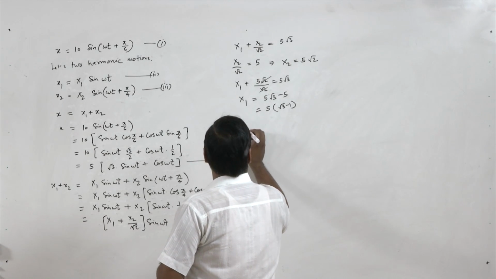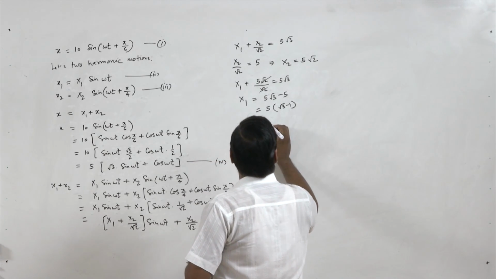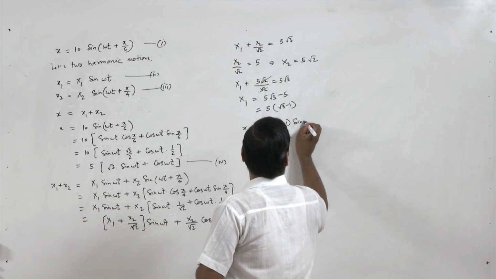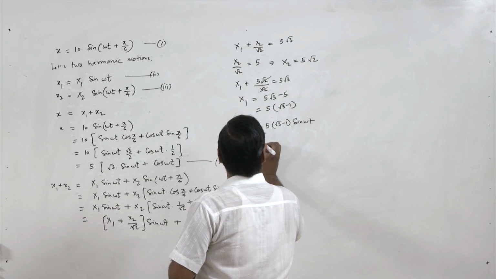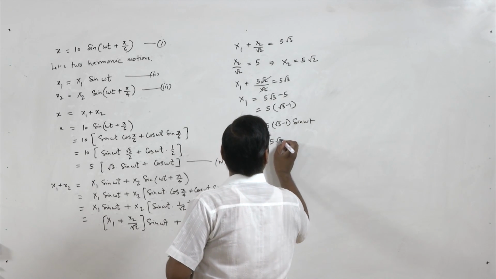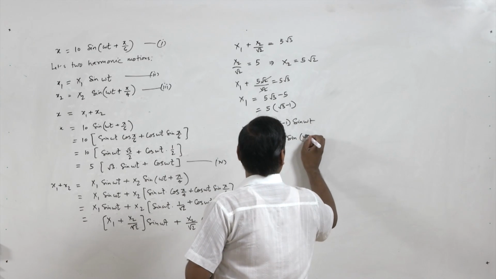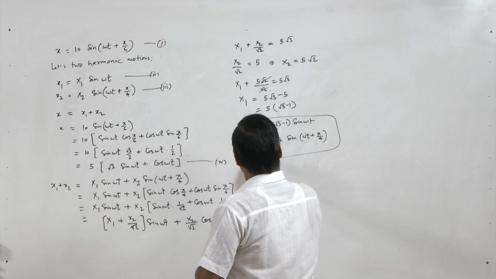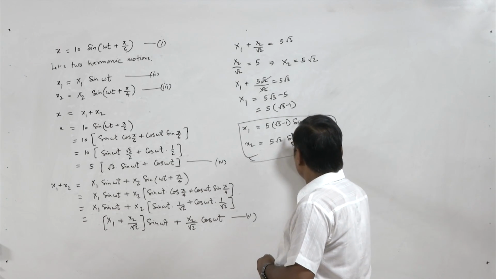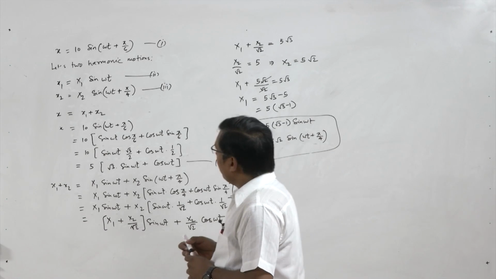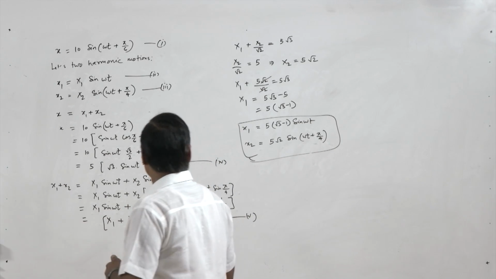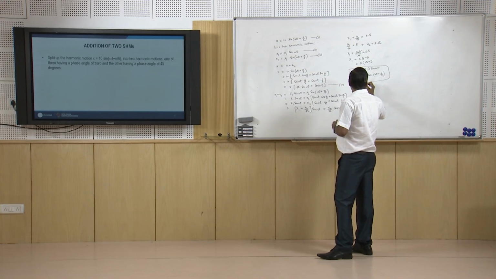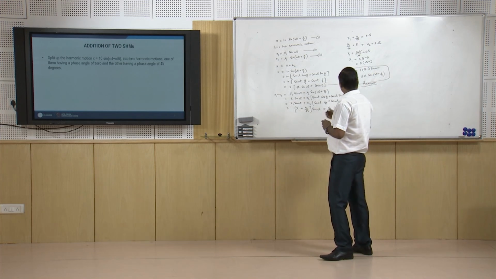We can write x1 equal to (5 root 3 minus 1) sine omega t, and x2 equal to 5 root 2 sine (omega t plus pi by 4). So these are the two simple harmonic motions because they are sine, and they have been split. So the equation 1 is split into equation 2 and 3. So this is the answer of this question.